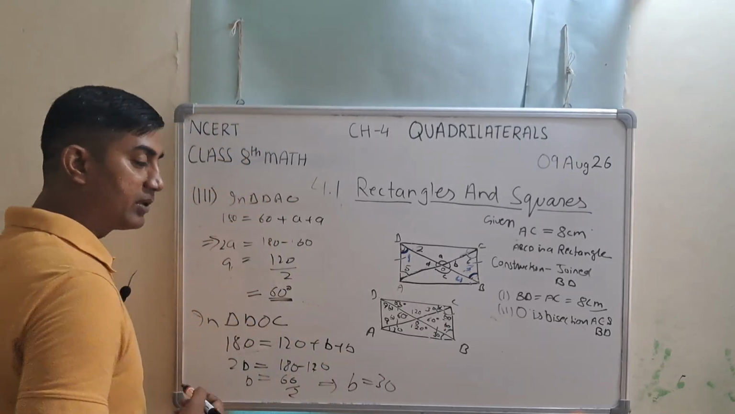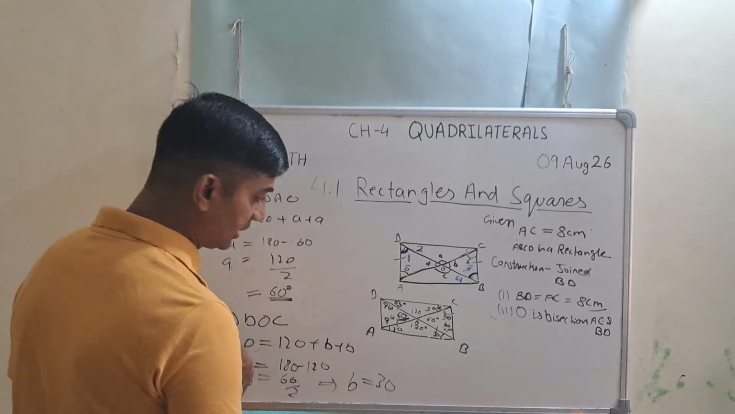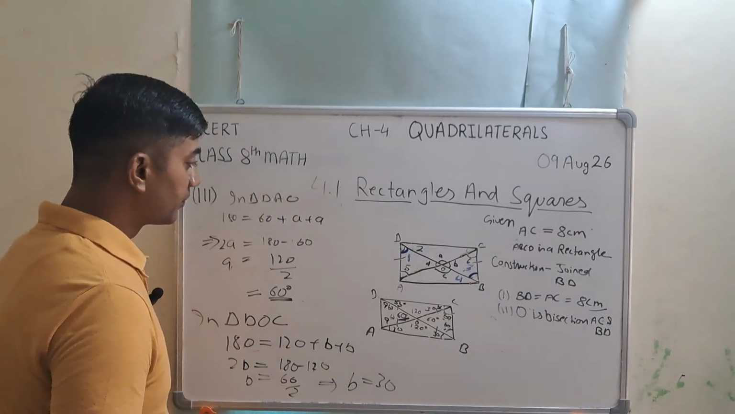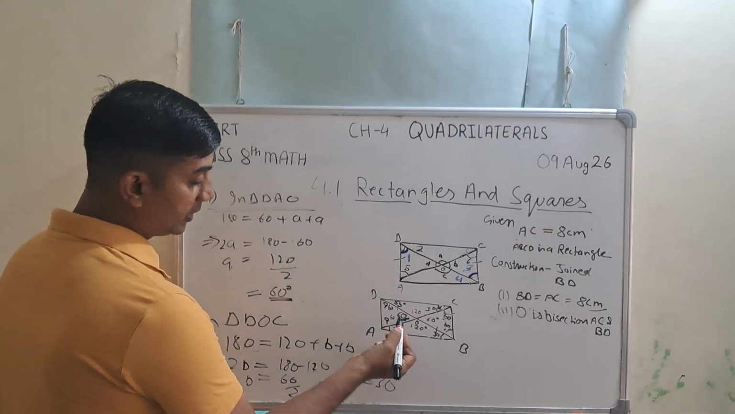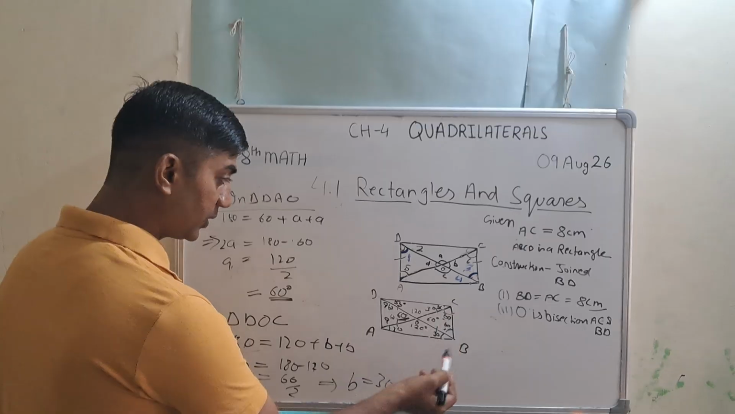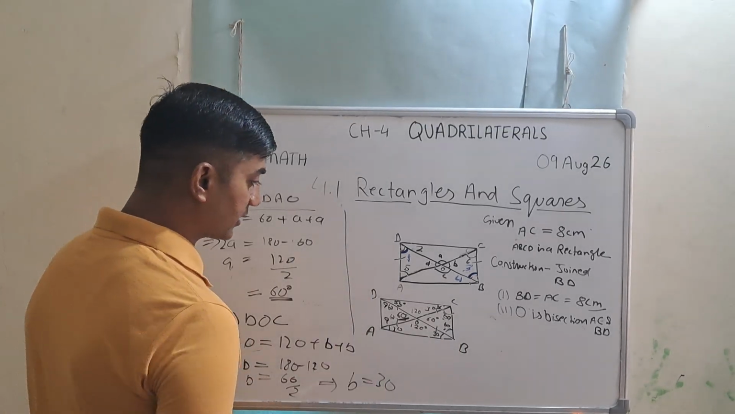So we have taken a particular case, when this angle is 60. We found out the relation between all the angles. Understood? See, in point number 3, we have taken a particular case and we have found out all the angles of the rectangle, and now we will see the general case.